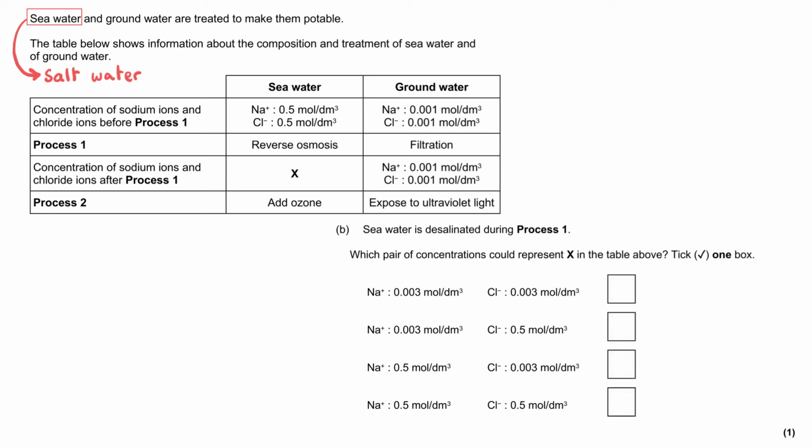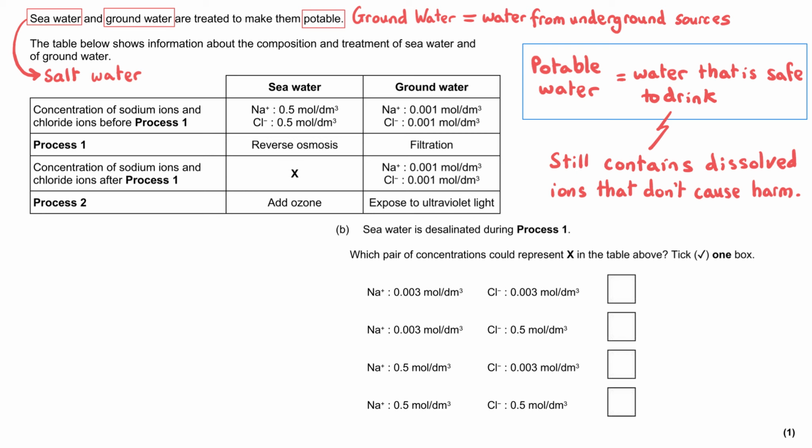Seawater and groundwater are treated to make them potable, and the table below shows information about the composition and treatment of seawater and groundwater. And you can see we've got seawater for this column, groundwater here, and there's the concentration of sodium ions and chloride ions before the first process, and then the concentration of sodium ions and chloride ions after that first process. We're told that seawater is desalinated during process 1, and we've been asked which pair of concentrations could represent X in the table above.